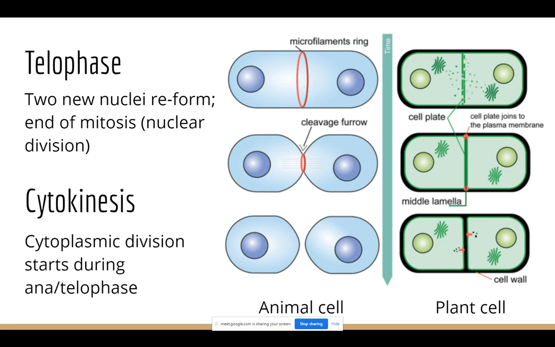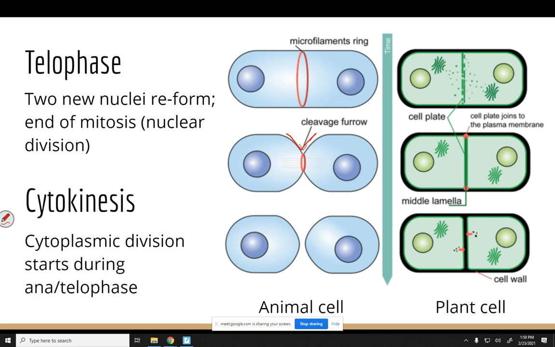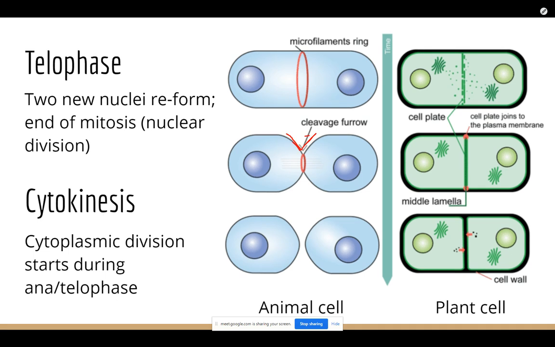And if you look at a cell under the microscope in anaphase or telophase, sometimes you can see the beginning of that shortening, that little separating of the two cells. That's called the cleavage furrow because that's where it's going to cut those two cells in half.